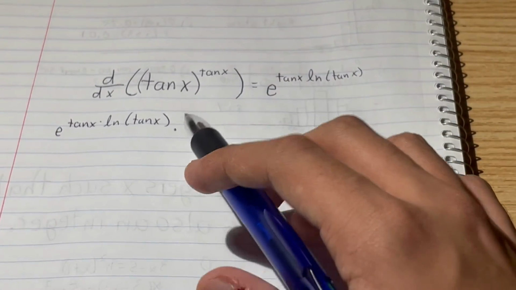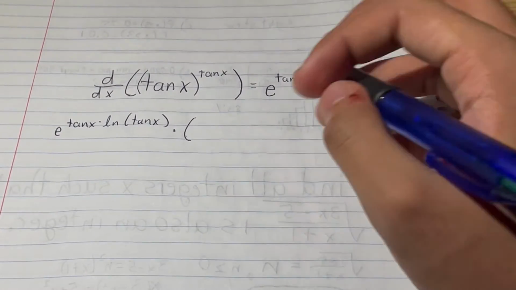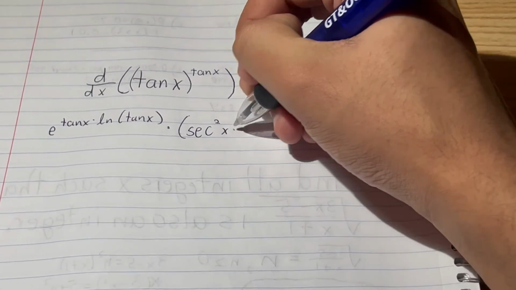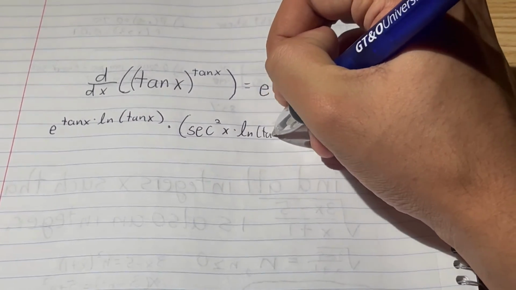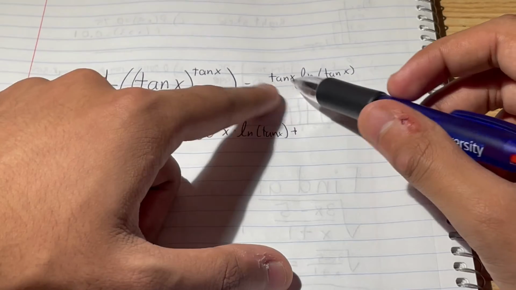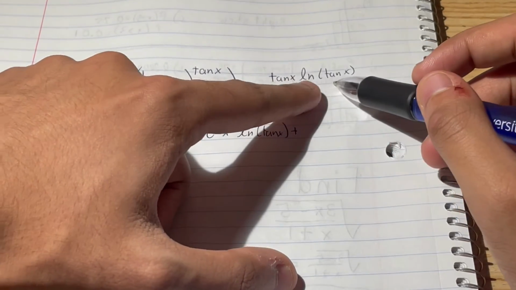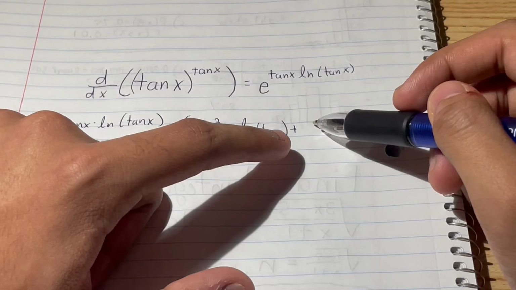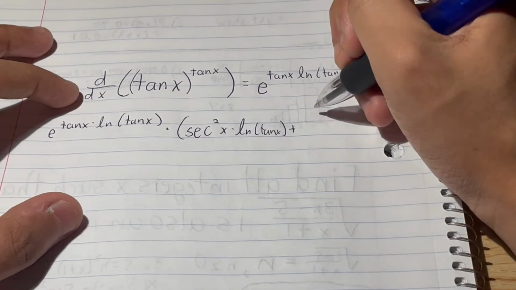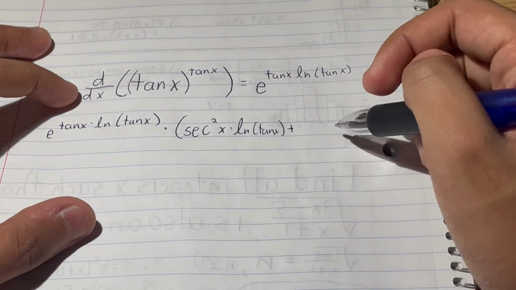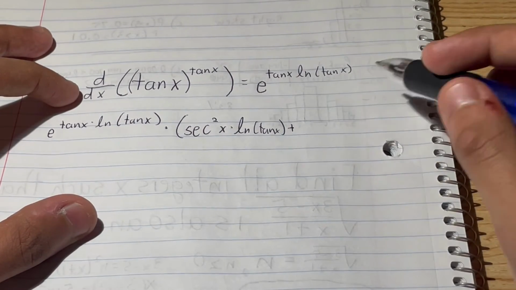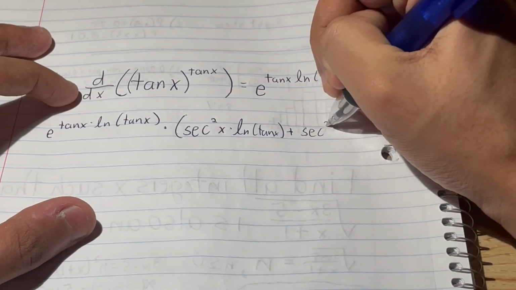So we have times the derivative of tangent of x, which in this case is well known to be secant squared of x, times the second function, ln of tangent of x, plus the derivative of the second function times the first function. So the derivative of ln of tangent of x is just 1 over tangent of x times secant squared of x, which is the derivative of tangent of x again. So it's 1 over tangent of x times secant squared of x times tangent of x. But keep in mind, the 1 over tangent of x and the tangent of x cancel out with each other, so you just get secant squared of x.